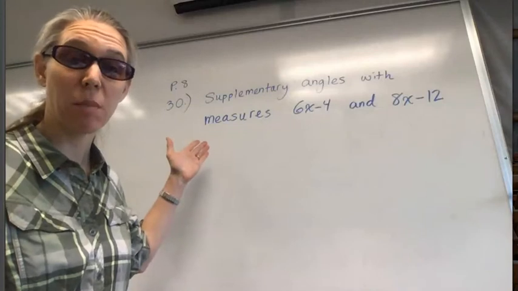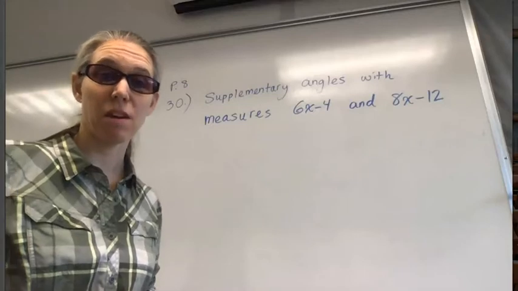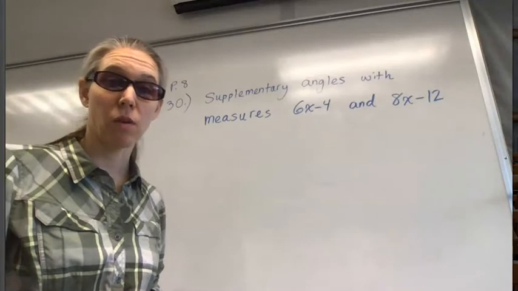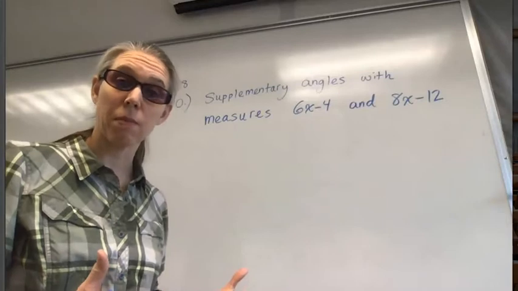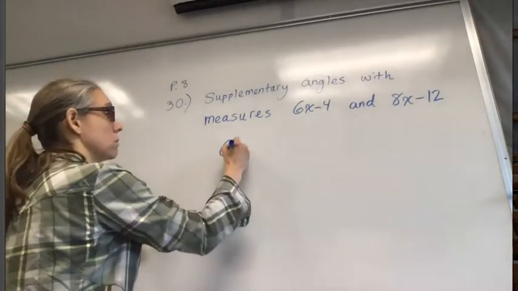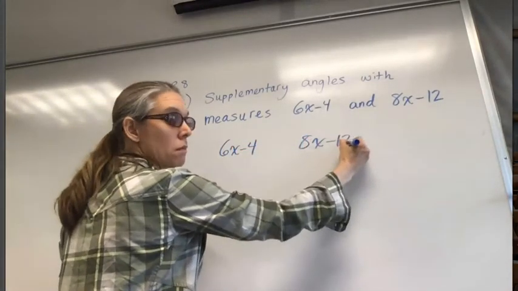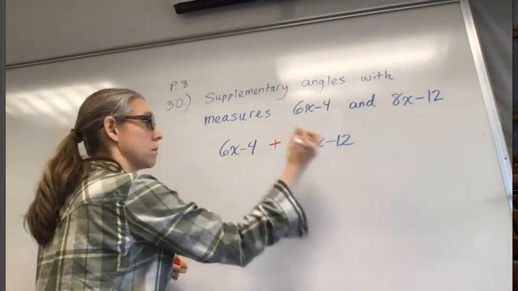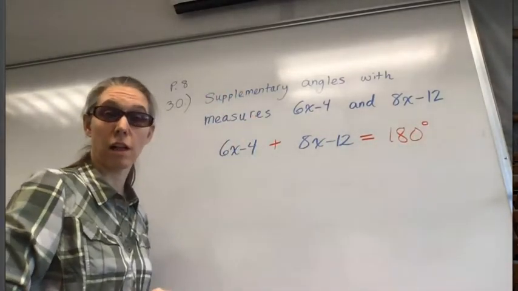Next, consider problem number 30 from page 8. There are two supplementary angles. The measures of these angles are 6x minus 4 and 8x minus 12. We are to find these two angles. So, because they are supplementary, they must add up to 180 degrees. And then it's simple algebra from here.